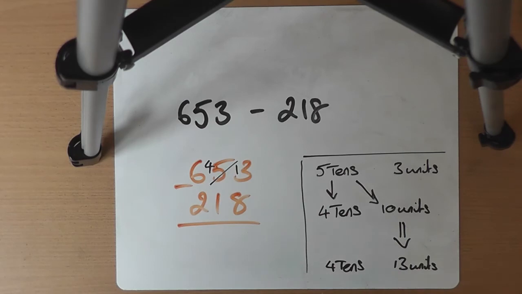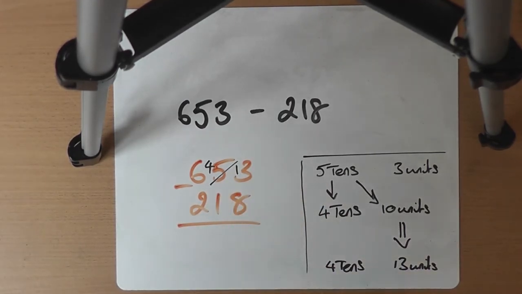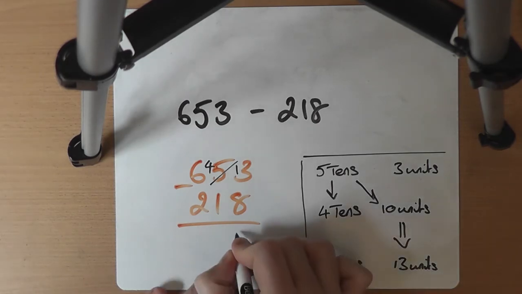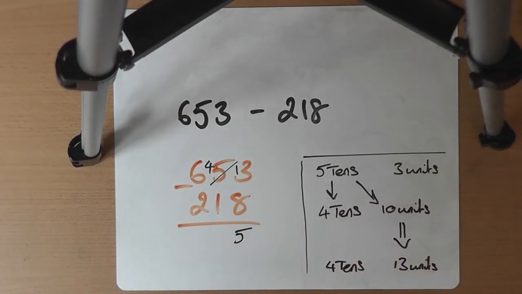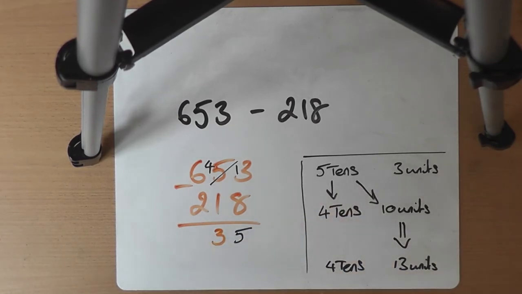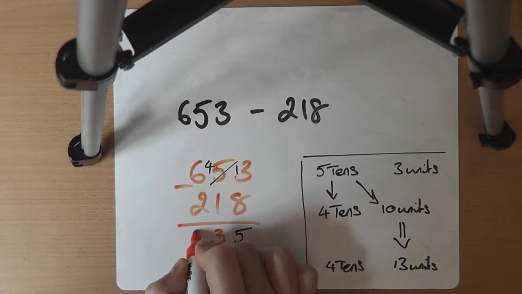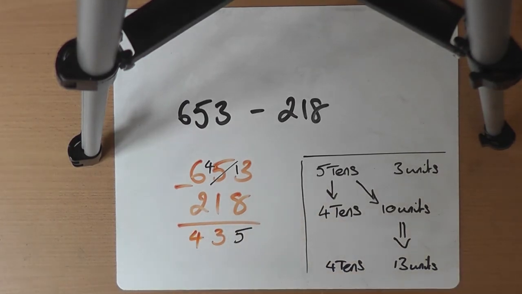So now in this question, when we look at it again, we can look at the units. We've got 13 units, and we're taking away 8 units. And 13 units take away 8 units is 5 units. And everything is fine with that column. Next thing, 4 tens take away 1 ten, 3 tens, and 6 hundreds take away 2 hundreds, 4 hundreds. And 653 take away 218 is 435.